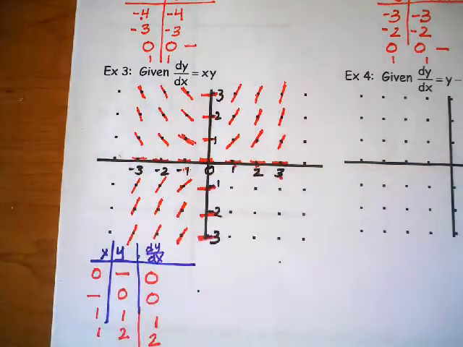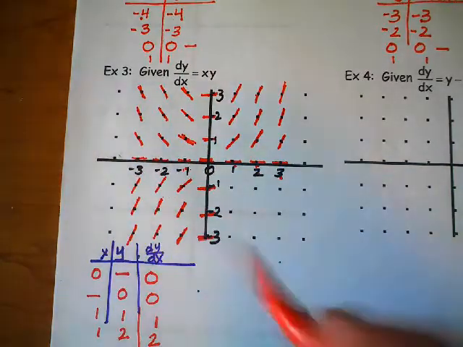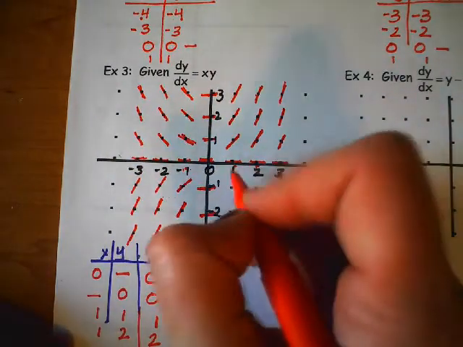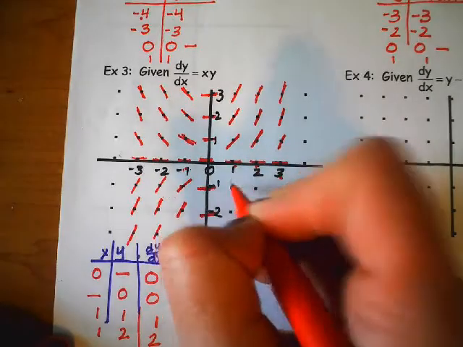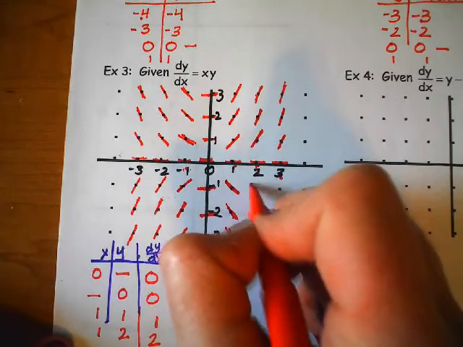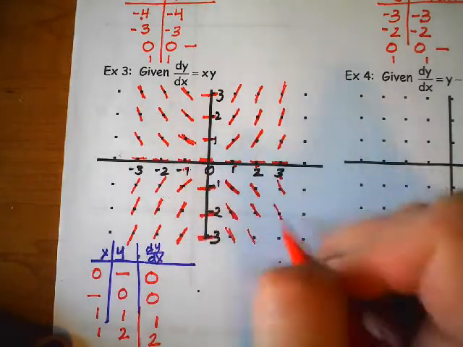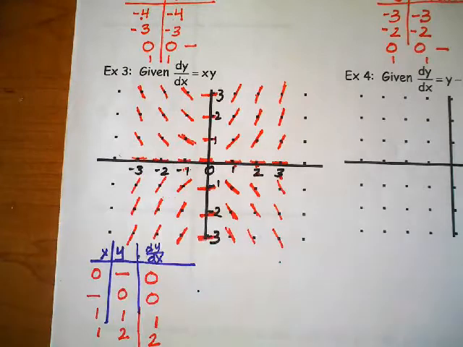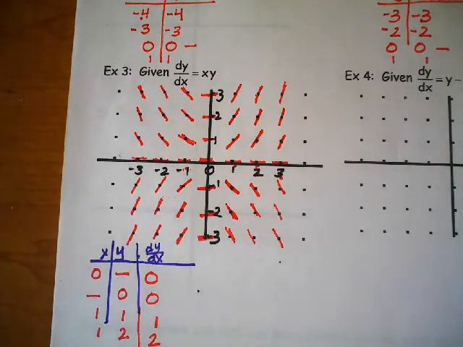If you need to take the time to fill out the slope field, or to fill out the table, then that's fine. 1 times negative 1, that's a slope of negative 1. A little bit steeper, a little bit steeper. And they don't need to be perfect. As you get better at them, you'll just fly through them pretty quickly.